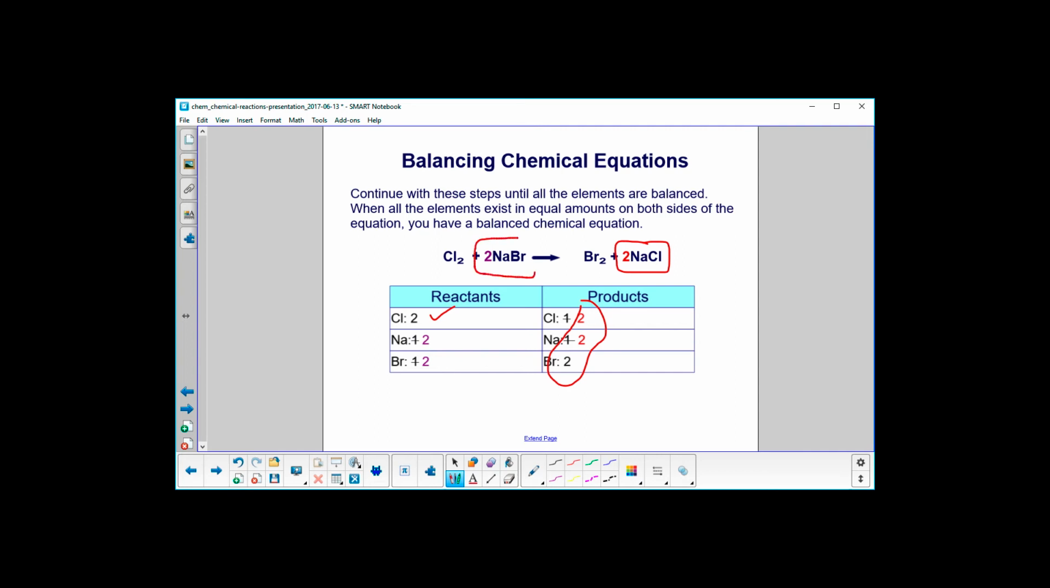Well, very nicely, the sodium bromide is standing all by itself, and if we put a 2 in front of it, see the purple 2? We now have 2 sodiums and 2 bromines. We didn't touch the chlorine, so that still just has 2, but look what we have. Everything matches. This may take more than one iteration, and frequently will when you have a more complex reaction, but we now have a balanced chemical reaction.